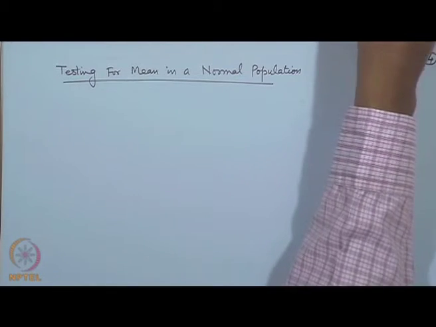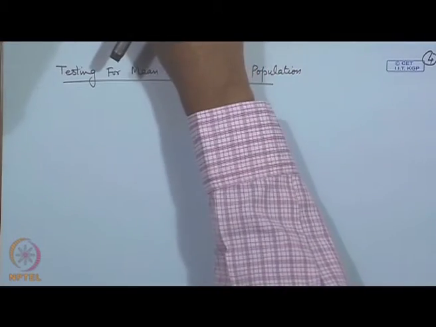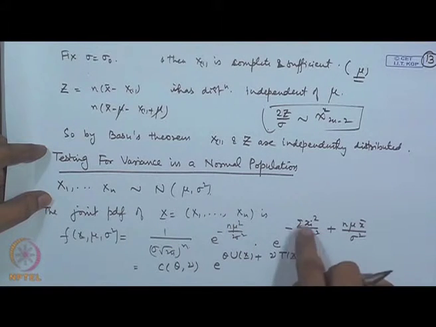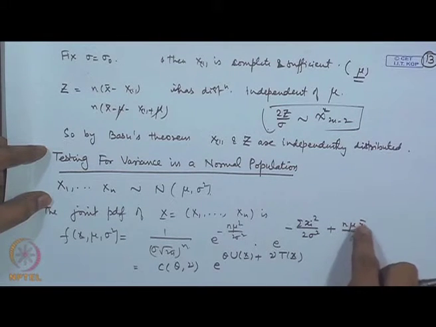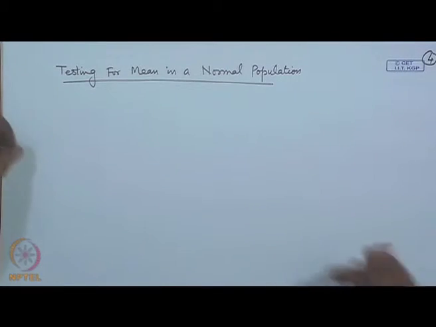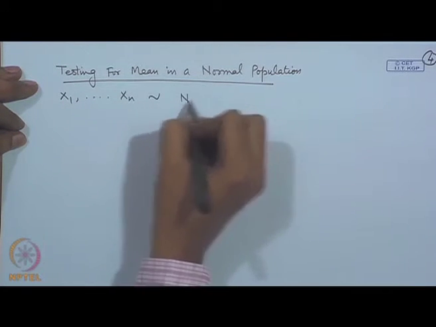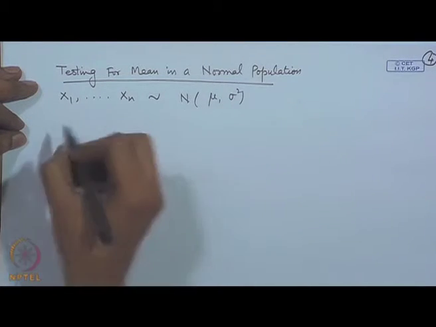Let us go back to the original expression that I wrote for the joint density of normal distribution of x1, x2, ..., xn here. Here I took theta to be minus 1 by 2 sigma square and nu to be n mu by sigma square, and therefore, I was able to test for sigma square. If I want to test for mu, then I have to change the role of theta and nu here. So, the model is the same, that means x1, x2, ..., xn follows normal mu sigma square.